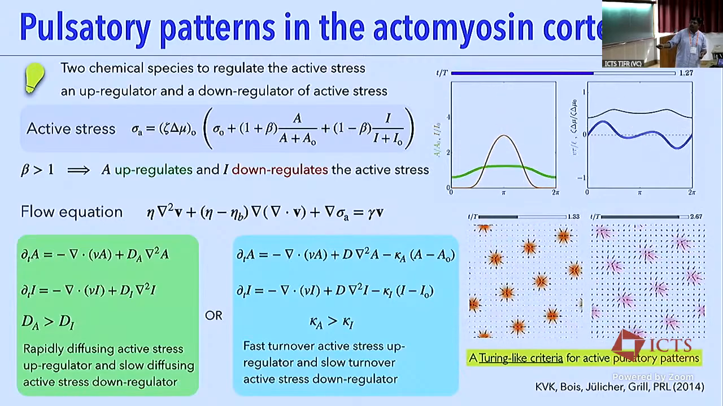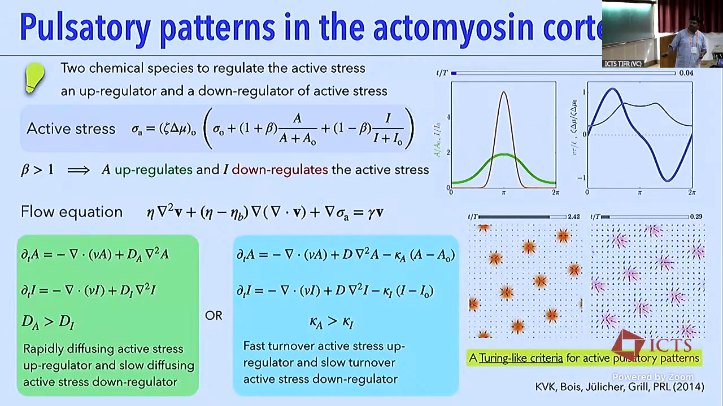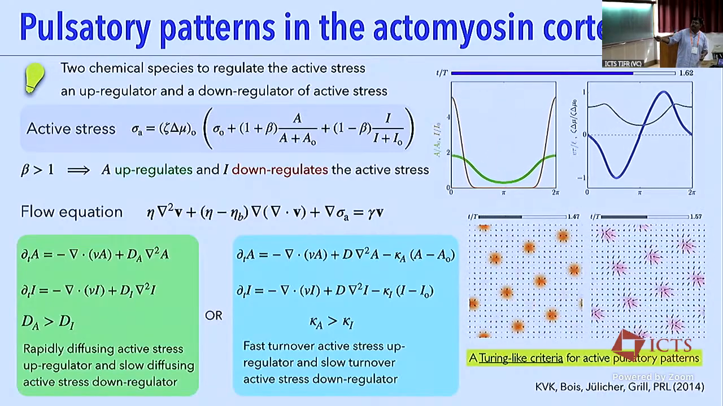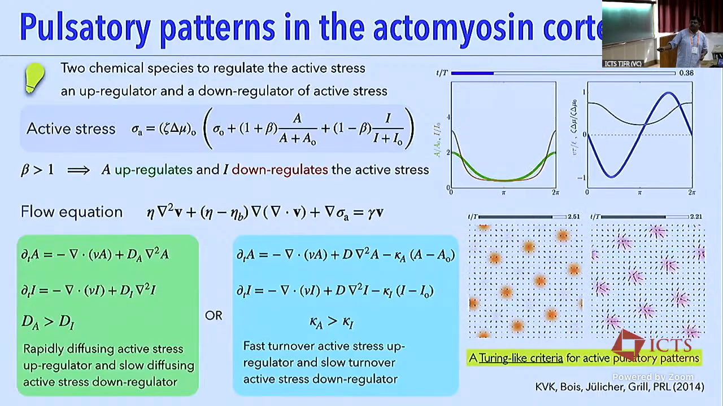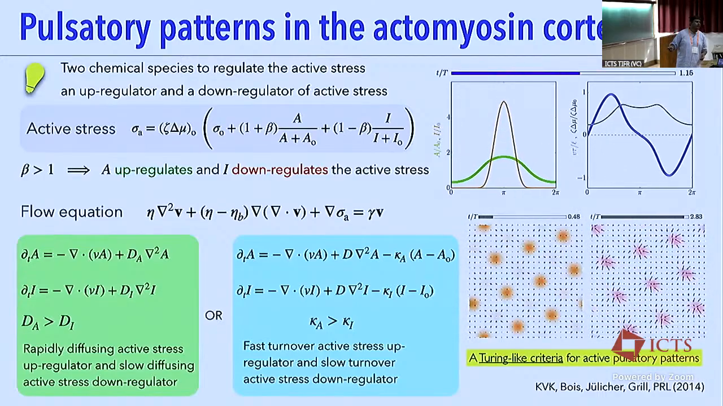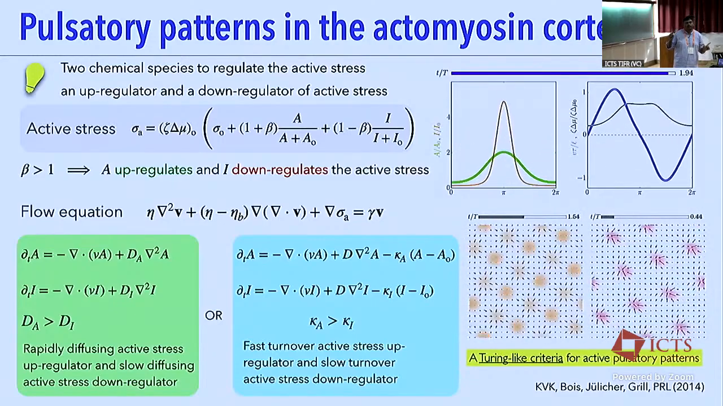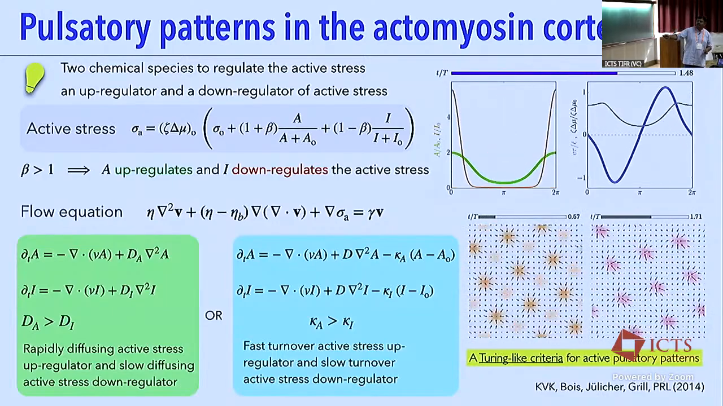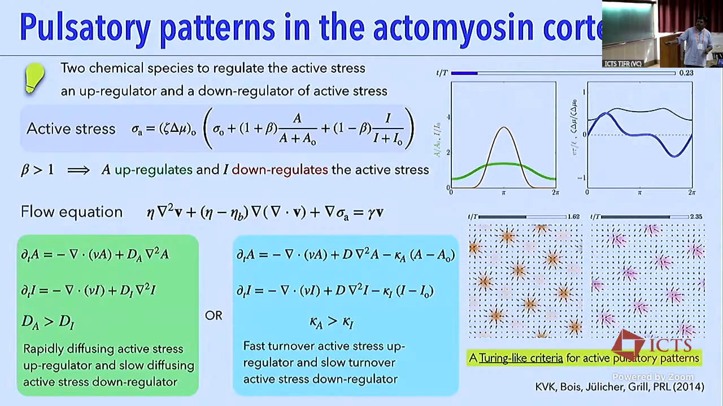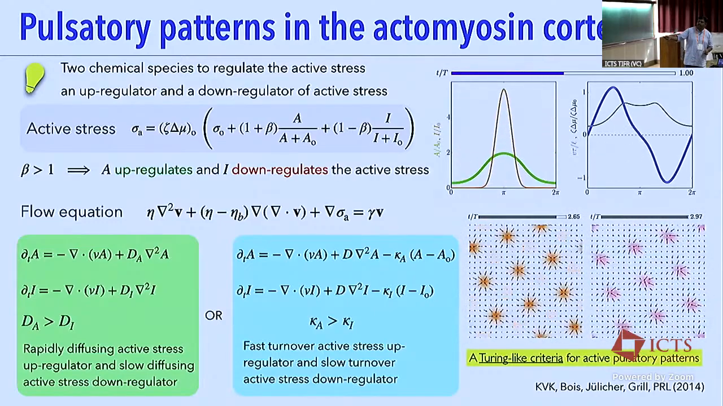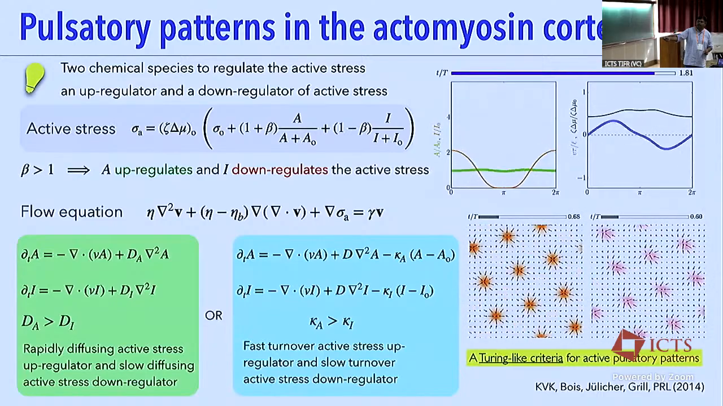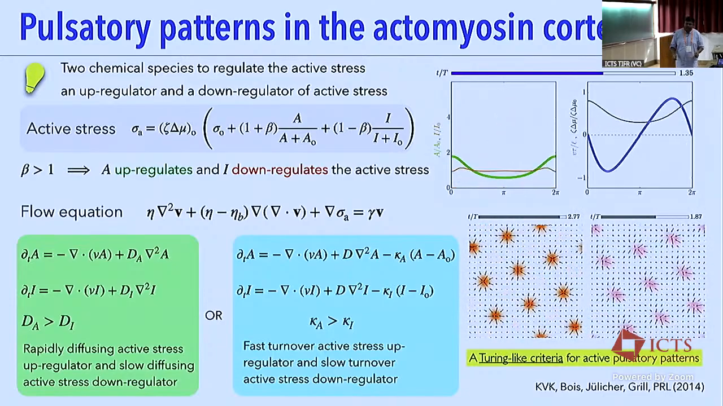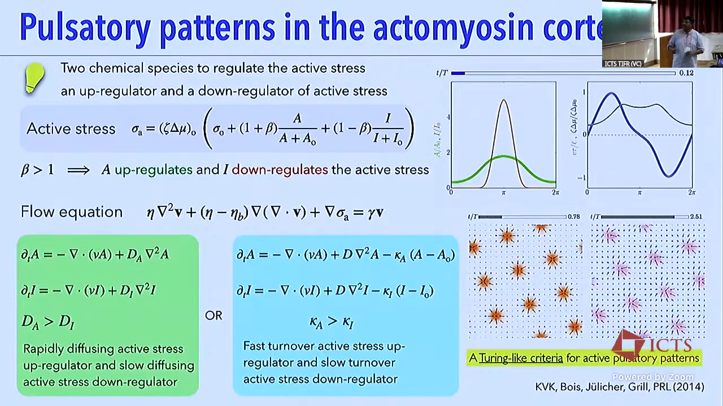So if you don't have any chemical reactions, both just advection diffusion, you get an oscillatory instability when the active stress upregulator, the activator, diffuses rapidly compared to the active stress downregulator. It smells like Turing, but it's not Turing. The structure is very different. There's mechanics sitting here. Or you include turnover, and let's say keep the diffusion constant the same, you get oscillatory instability if you have the activator turning over faster, kappa A is greater than kappa I, and the downregulator turning over slower. This is something like a Turing-like criteria, but for pulsatory patterns, that automatically gives you pulsatory patterns.